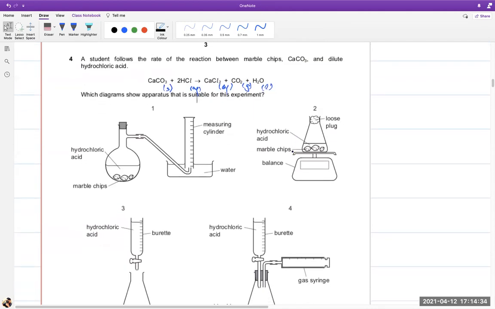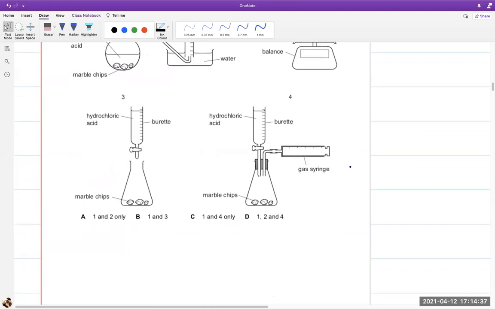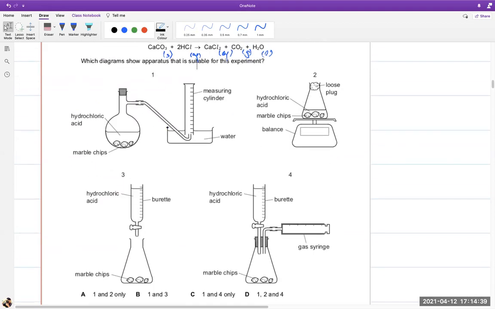Okay, so let's see, what are they saying? Is one a good method? So what we're doing here is we have carbon dioxide coming in, it's slightly soluble in water, so we can still collect it, and that will tell us the rate at which it's happening, sure. So 1 is a good way. 2 is also a good way because there's a loose plug, so carbon dioxide that's produced can simply leave out of this mixture. So we will see a change in mass, and that balance allows us to do that. So this would be a good idea.